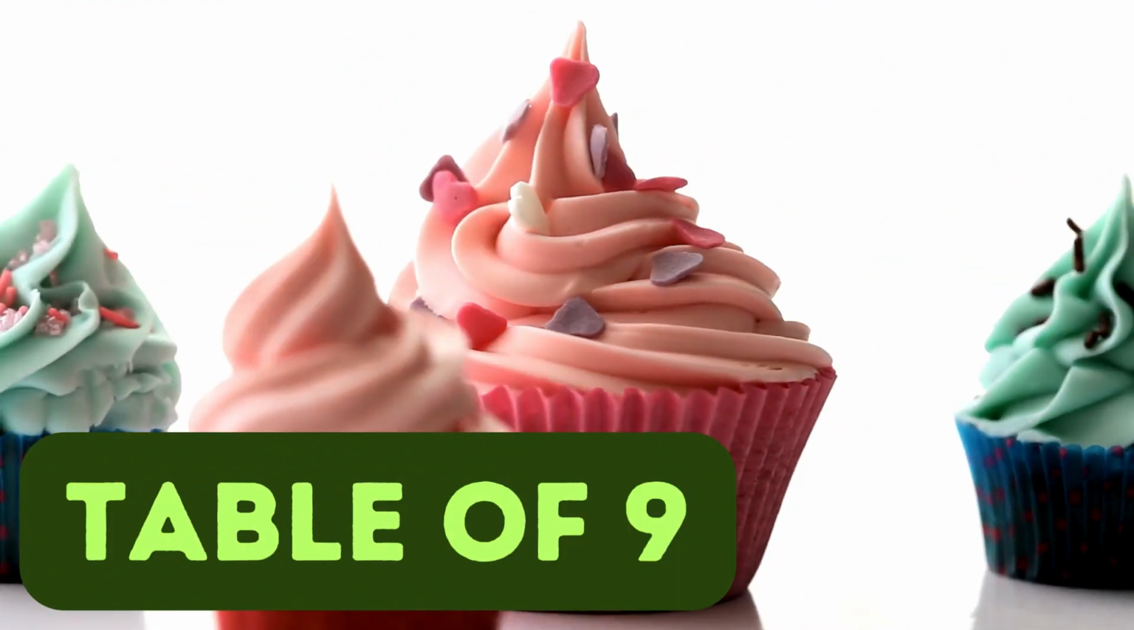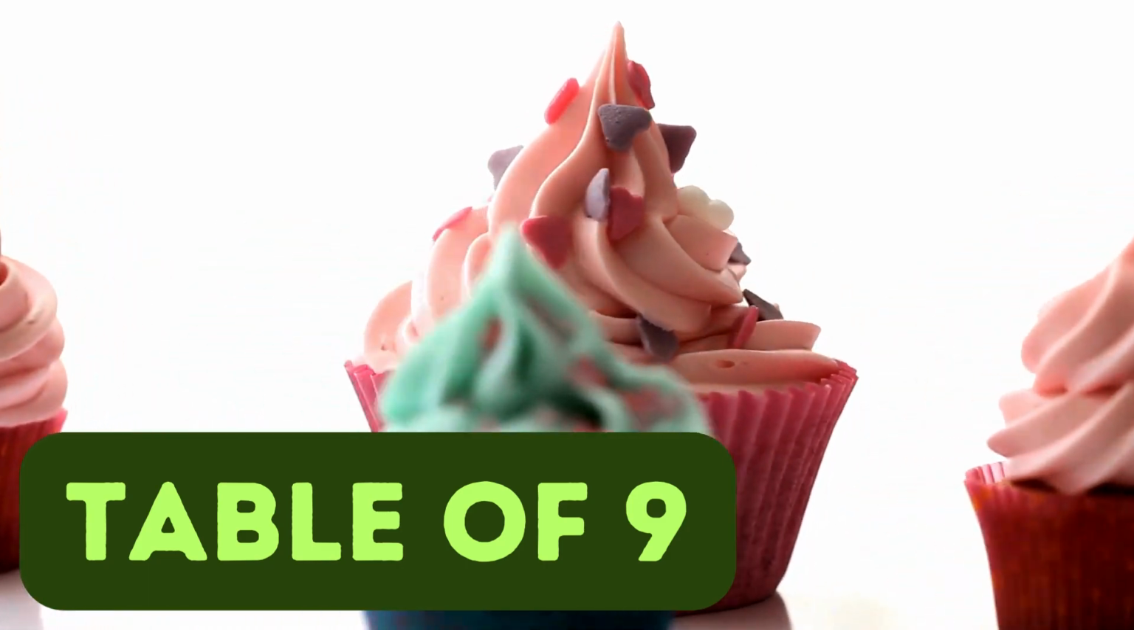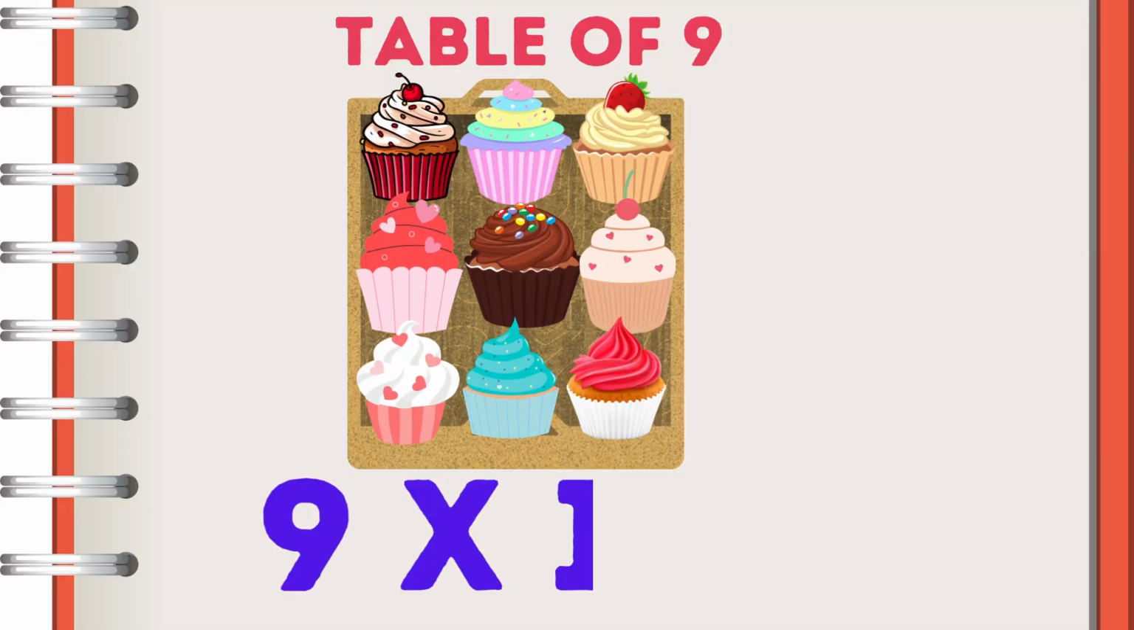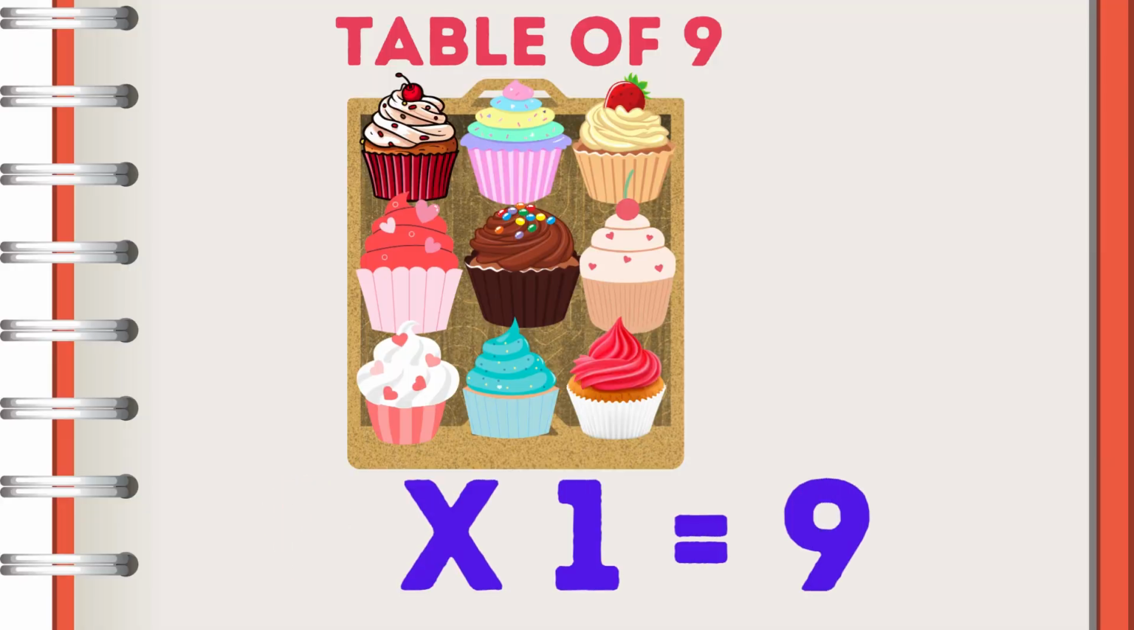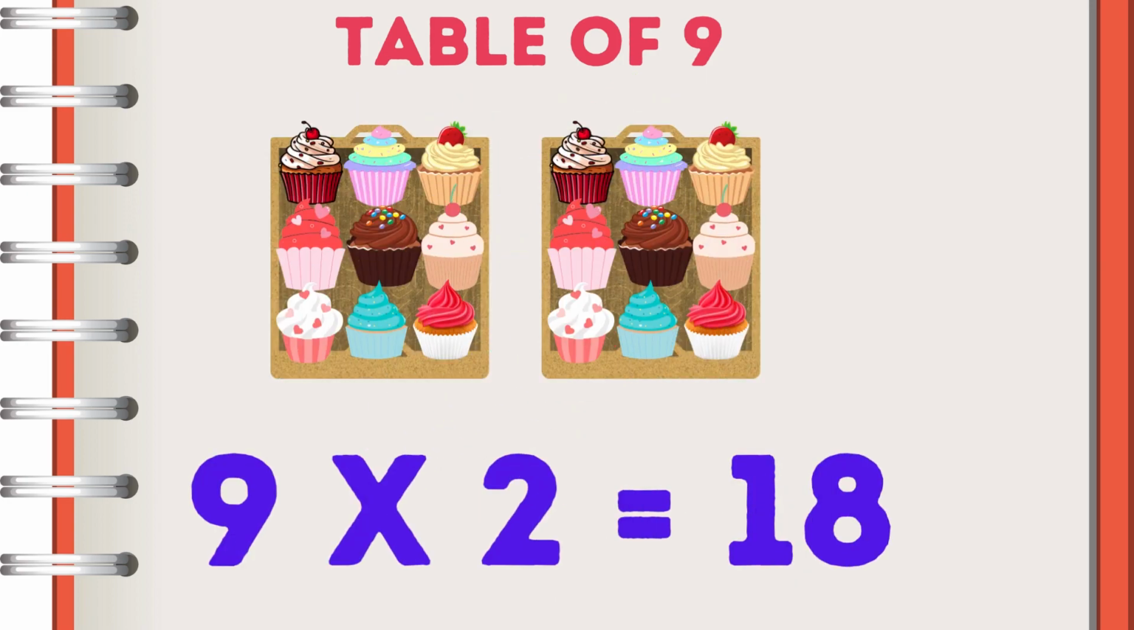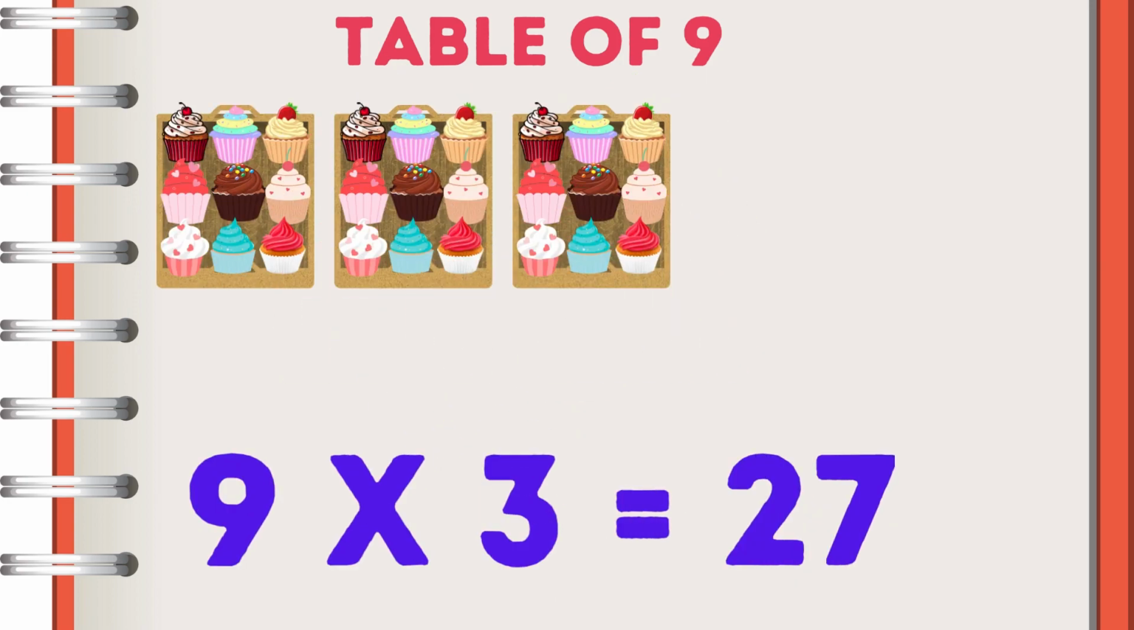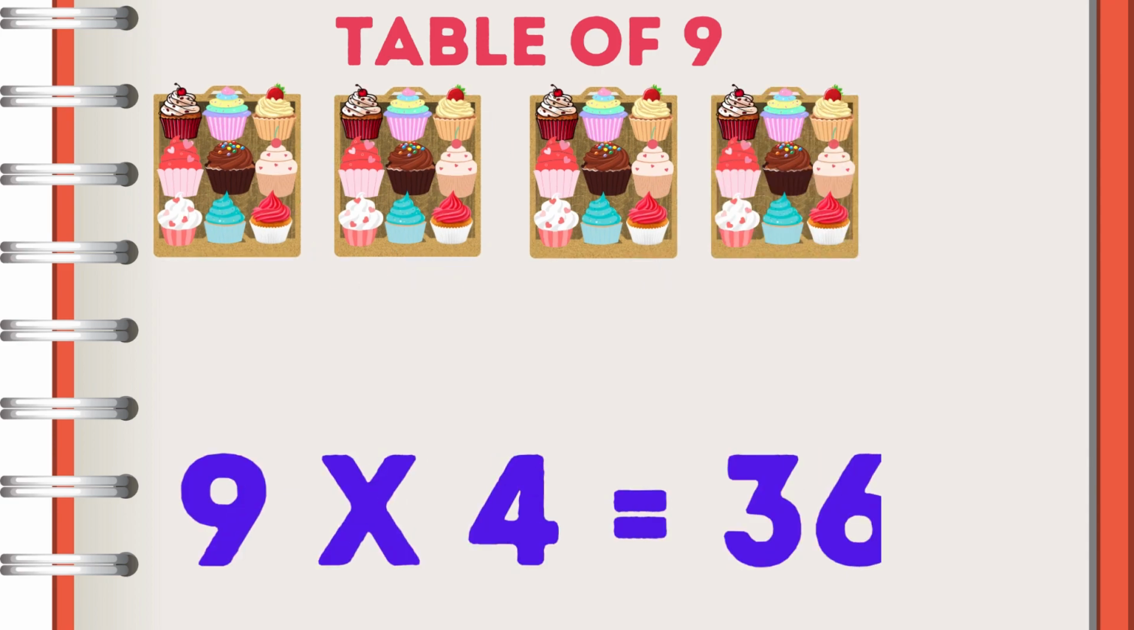Let's learn table of 9 using cupcakes. A tray has 9 cupcakes. 9 times 1 is 9. 9, 18. 9 times 2 is 18. 9, 18, 27. 9 times 3 is 27. 9, 18, 27, 36. 9 times 4 is 36.